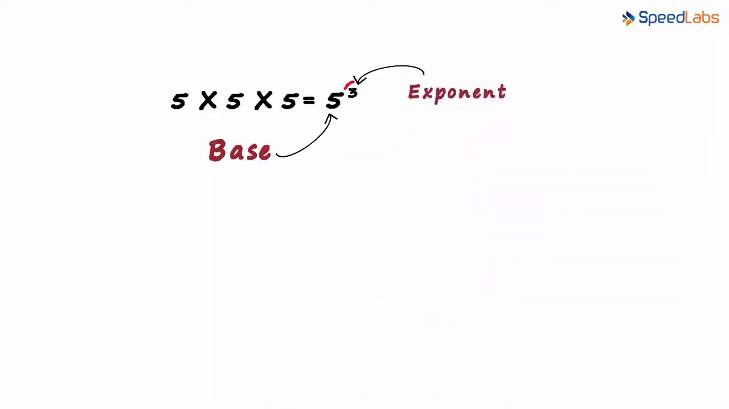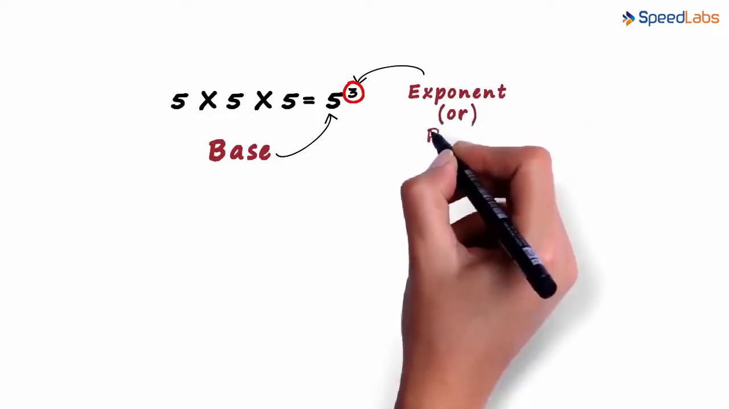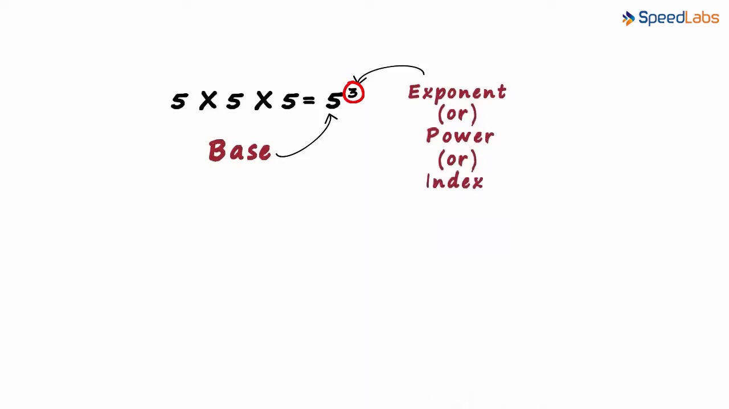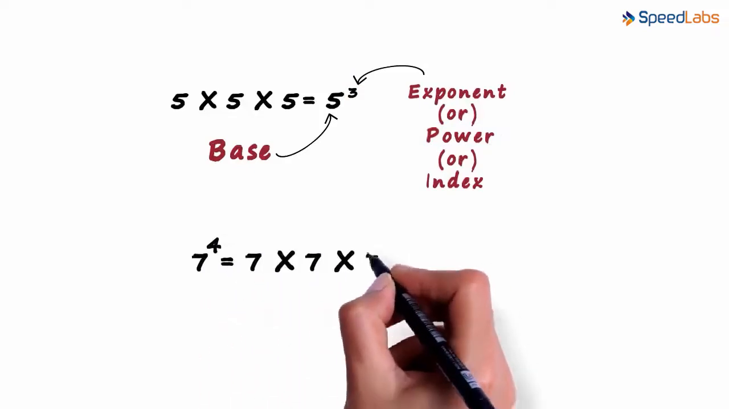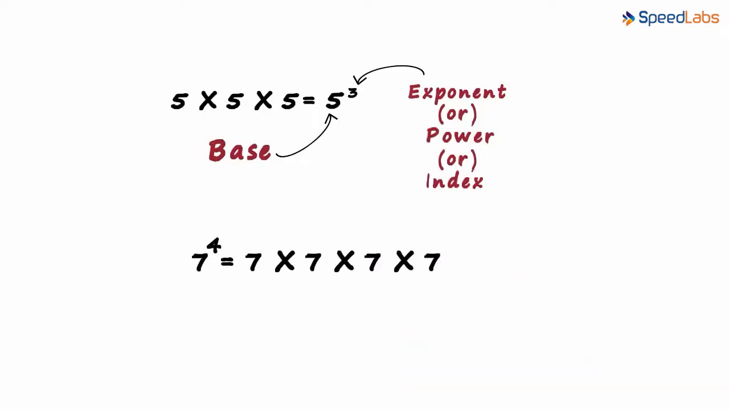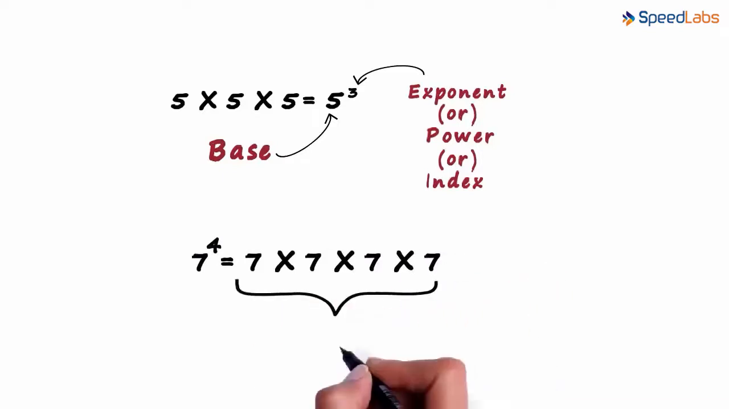The number in the superscript, that is the exponent, can also be referred to as the power or the index. In our videos, we will use the term power to refer to the exponent. Let's try and understand how it works the other way around. What if we are given the exponent form, like 7 raised to 4? It's simple. We write it as 7 multiplied by 7 multiplied by 7 multiplied by 7. We just write 7 4 times.